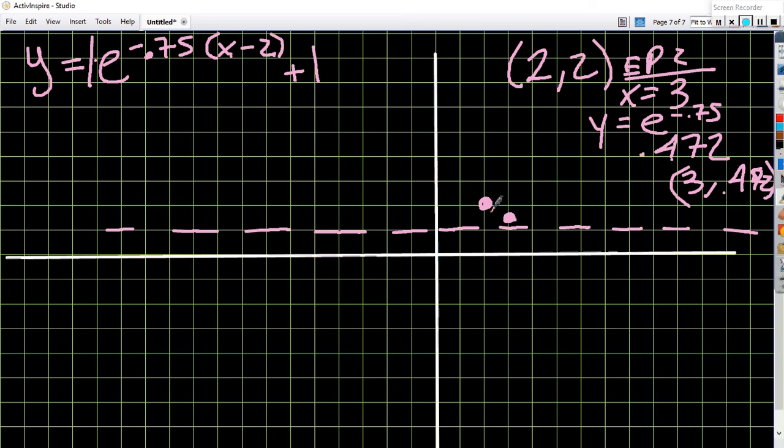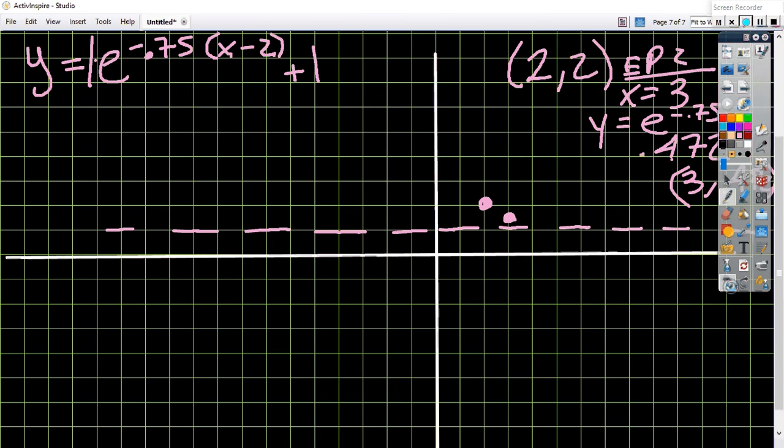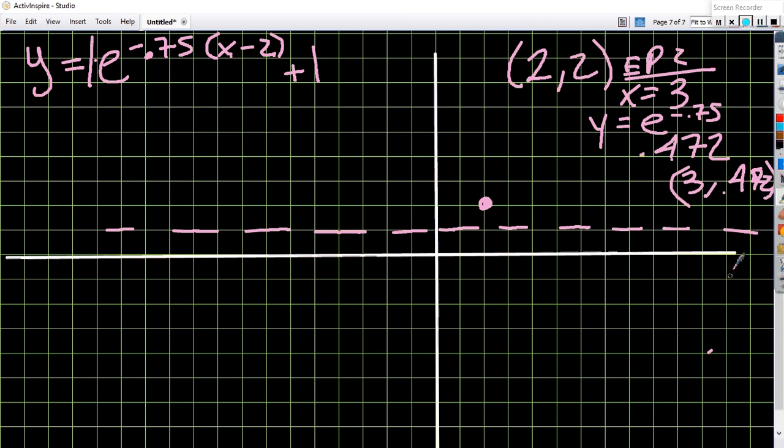Yes. Add the 1 to what? I got 1.47. Yeah, it's 1.47. That's what I plotted. That's just not what I wrote. You're correct. Thank you. I graphed it correctly. I wrote it wrong.